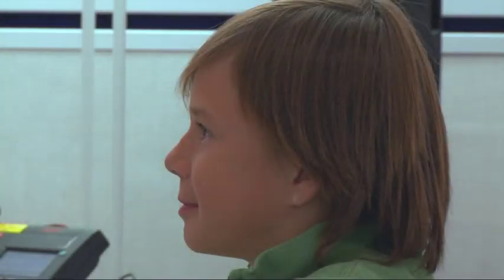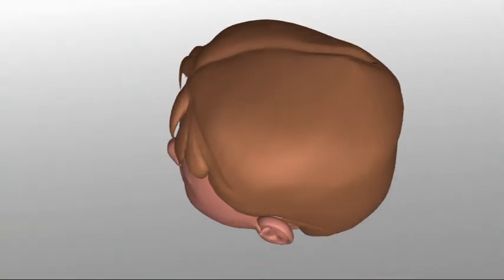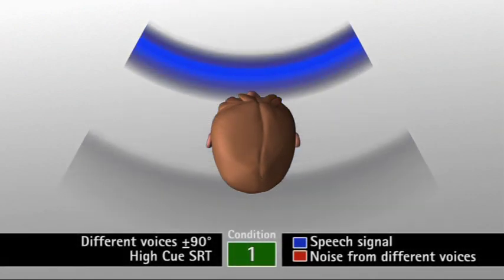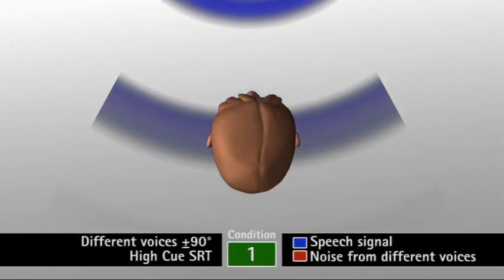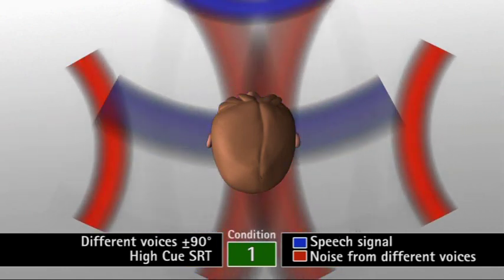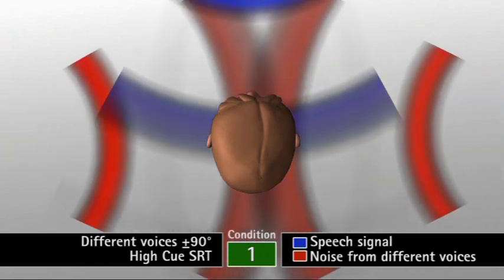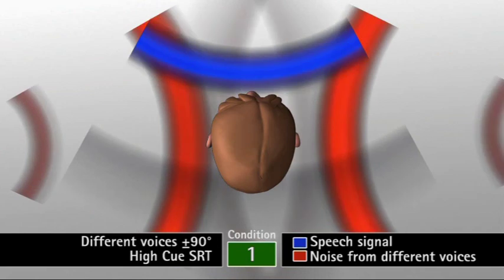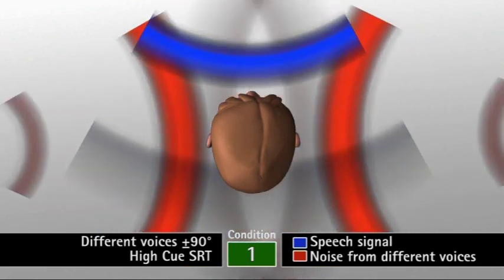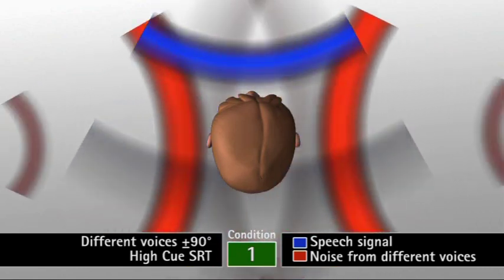The LiSN-S test assesses a child's hearing comprehension in four different conditions. In all four, the target speech comes directly from the front. In the first test, the competing noise is composed of different voices than that of the target speaker, and these noises come from the left and the right. This gives the child several aural cues to help them filter out and identify the target speech. The result of this test is called the child's High Q Speech Reception Threshold, or High Q SRT.